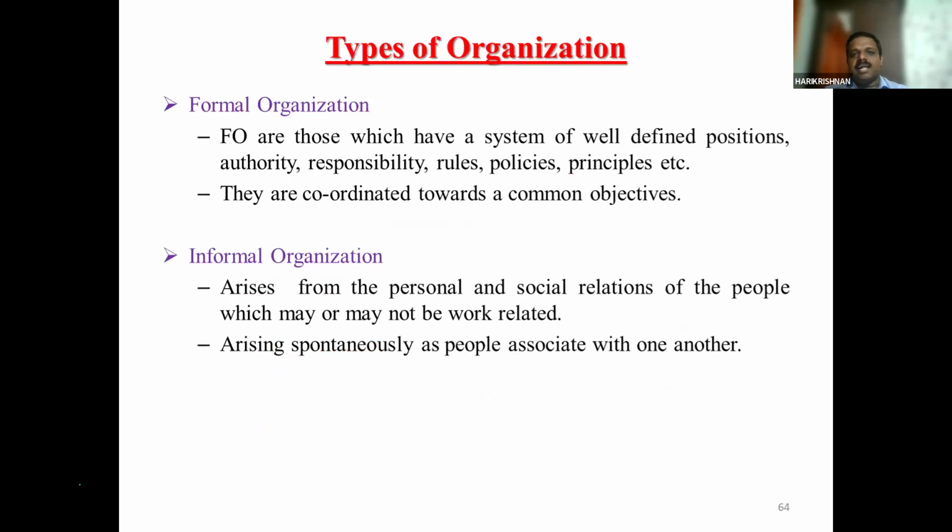Now you have to study the types of organization. The next thing you are going to study is types of organization. That is formal organization. Formal organization means they have a well-defined system of positions, authorities, responsibilities, rules, policies, principles, etc. These types of organizations are known as formal organizations. They are coordinated towards a common objective. Reliance, etc., are examples of formal organization.